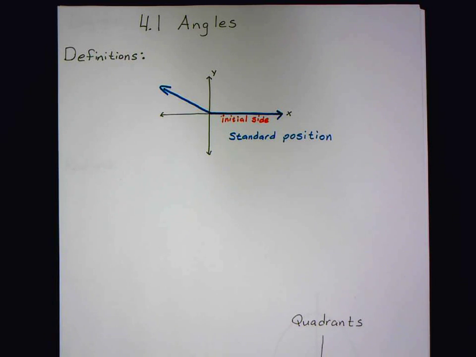You could put the angle wherever you want to, but it makes it a lot harder to do anything. So normally, anytime we're dealing with an angle, we put it in standard position. It doesn't change the size of the angle at all. It doesn't change what you're doing with the angle. So it's just a lot easier if you put it in standard position.